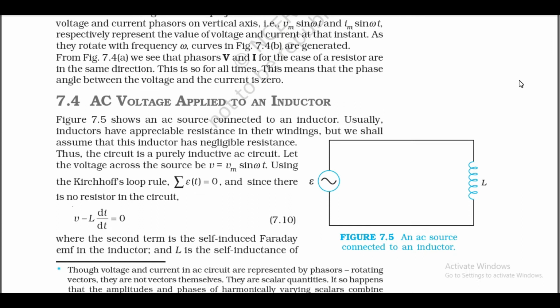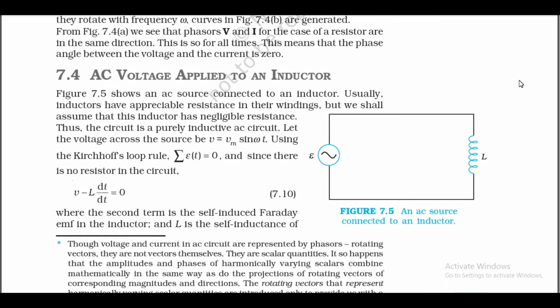7.4 AC voltage applied to an inductor. Figure 7.5 shows an AC source connected to an inductor. Usually inductors have appreciable resistance in their windings, but we shall assume that this inductor has negligible resistance. Thus the circuit is a purely inductive AC circuit.